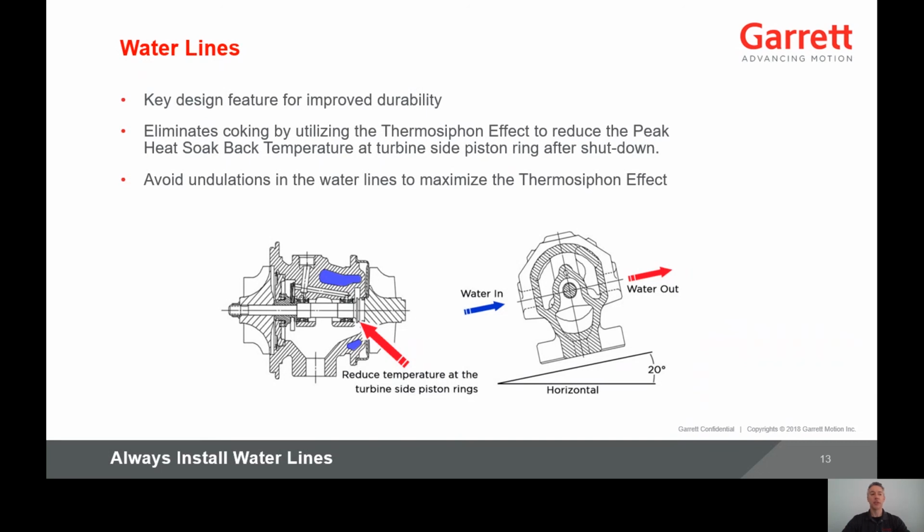After engine shutdown, the turbine housing heats up the water in the center housing, which lowers its density. The cooler, higher density water lower in the engine block pushes this water out, and then its temperature increases and the cycle continues. This circulation of water slowly cools down the turbocharger, which eliminates coking and other damage. To maximize the thermosiphon effect, avoid undulations in the water line. To ensure optimal durability of your water-cooled turbocharger, always install water lines and take care they are installed properly.